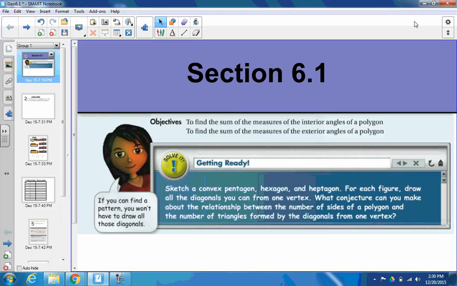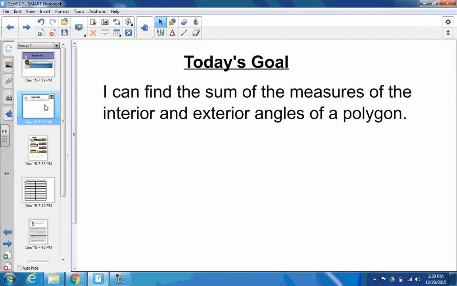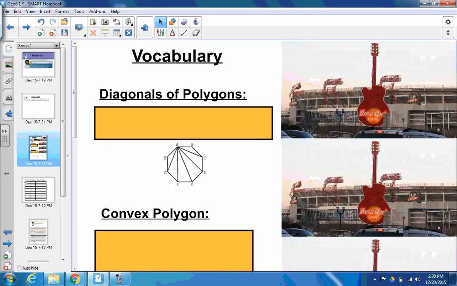Our goal for today, if you want to write that down in your goal sheet, is I can find the sum of the measures of the interior and exterior angles of a polygon. So we're going to deal with the interior angles of a polygon, the exterior angles of a polygon, and how we can figure out their measures. So some vocabulary to start us off with.